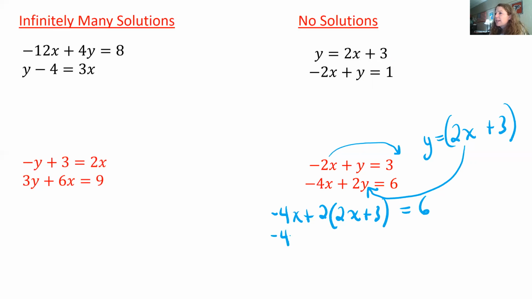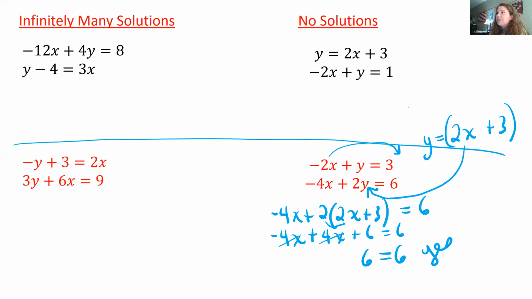So negative 4x plus 2 times 2x is 4x, 2 times 3 is 6. Well, these cancel. Negative 4x plus 4x is 0, and 6 is equal to 6. Is that true? That is true, yes. So these two went together, and those two went together.